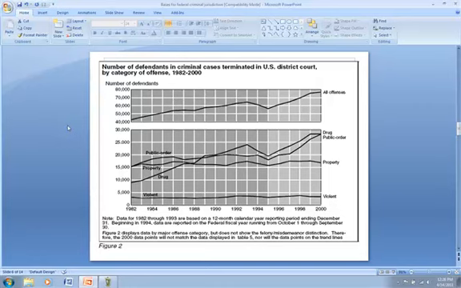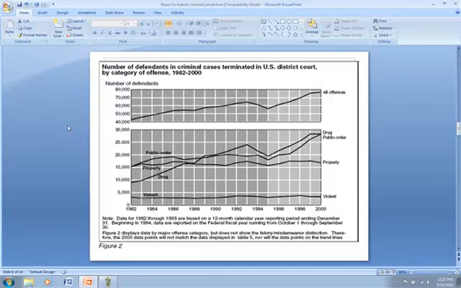But the bottom graph kind of breaks down the nature of the increase. And if you notice, there are two main categories that are driving the increase in prosecutions: drug offenses and public order offenses. And now public order offenses are largely constituted by weapons offenses. So drugs and guns, to a large extent, have driven the increase in federal criminal prosecutions, again, from the 80s through the early part of the 21st century.